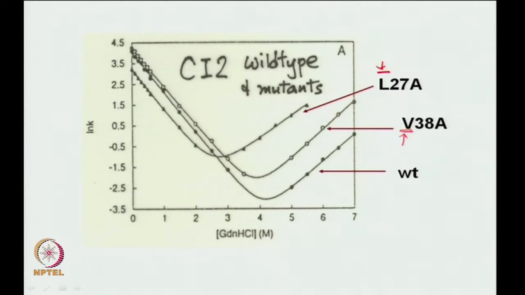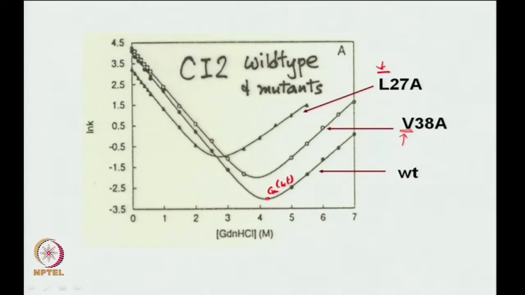Now, look at what has happened. To the right of the figure, first of all look at the wild type. Remember, if this is the wild type, where does the denaturation midpoint come in? It comes close to about 4.2, 4.3, right. This is Cm for the wild type, is it not? So, this is Cm for the wild type.